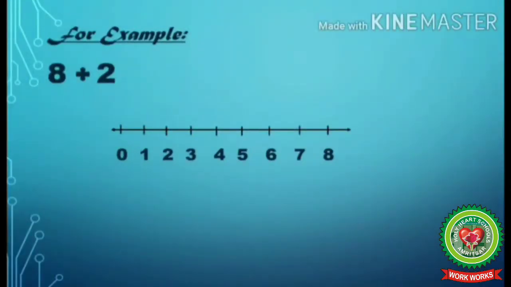Now let us see our first example. Our example is 8 divided by 2. Now children, as we all know, first of all we will draw a number line, put arrows on both the sides, and we will write the numbers starting from 0 till 8 as our sum is 8 divided by 2.